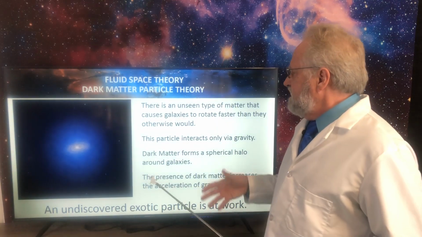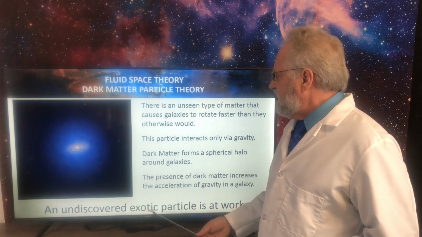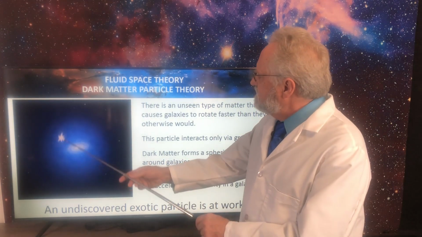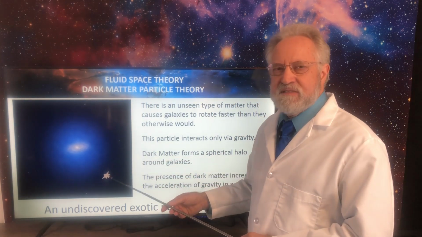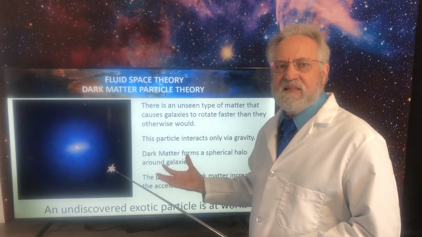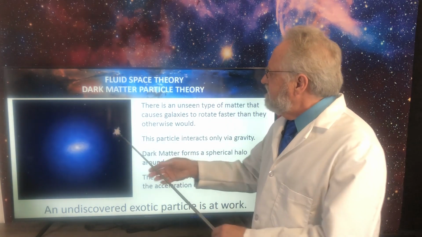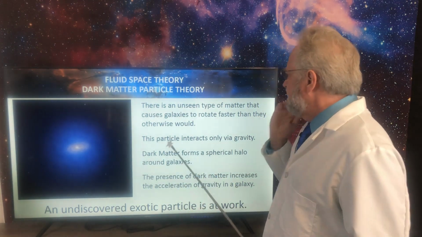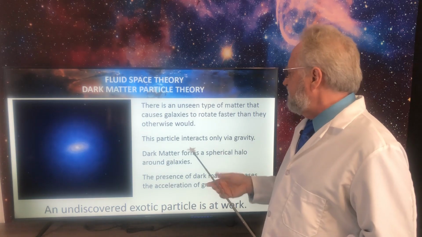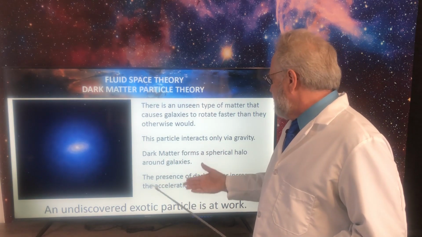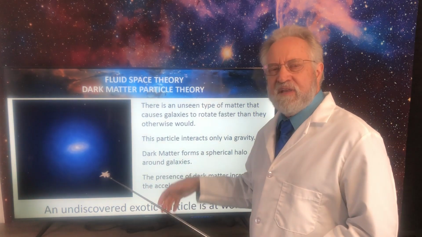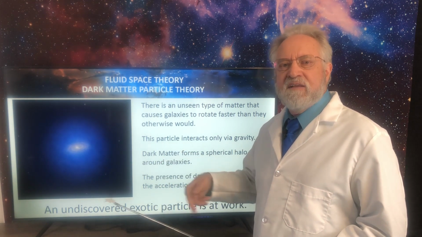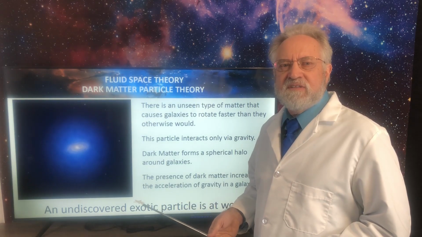Well, it's assumed that there's some sort of undiscovered exotic particle, and it tends to cluster around galaxies. It gets captured by the gravity field of the galaxies, and it manifests in a spherical halo. And this particle interacts only via gravity, and the presence of the dark matter increases the amount of gravity, increases the acceleration within the galaxy, and flattens the galaxy rotation curve.